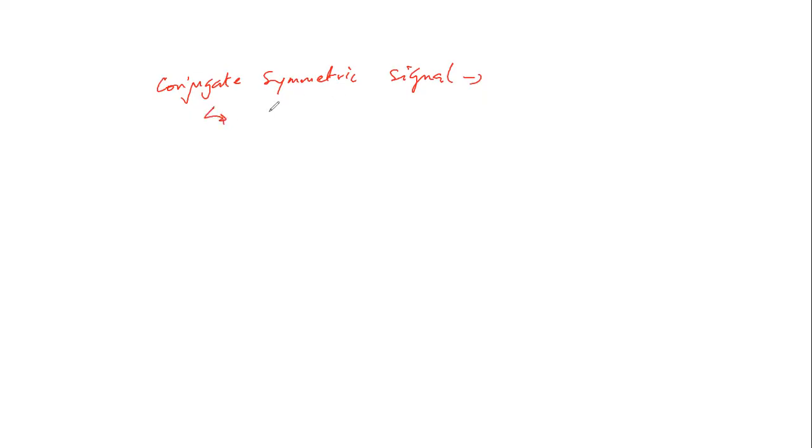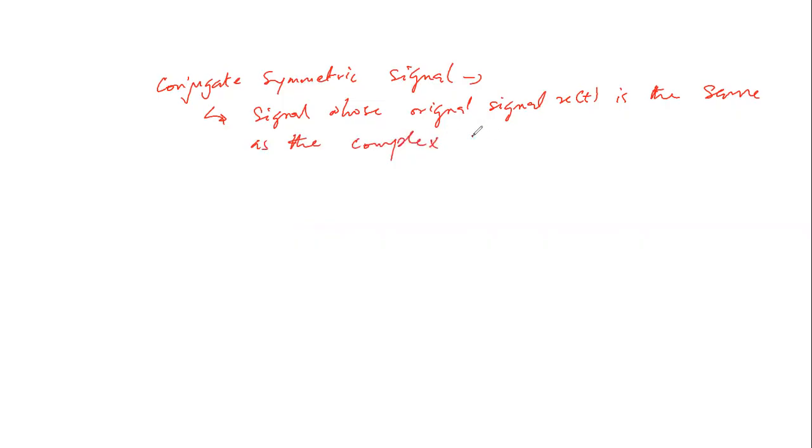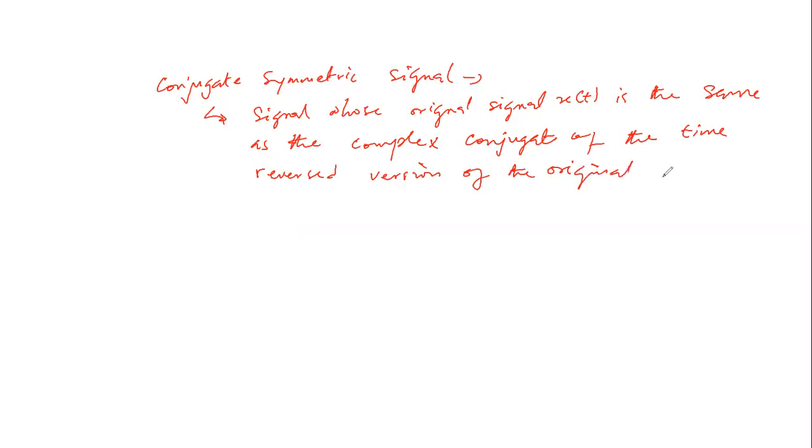Now this is a signal whose original signal, say S of t, is the same as the complex conjugate of the time reversed version of the original signal.